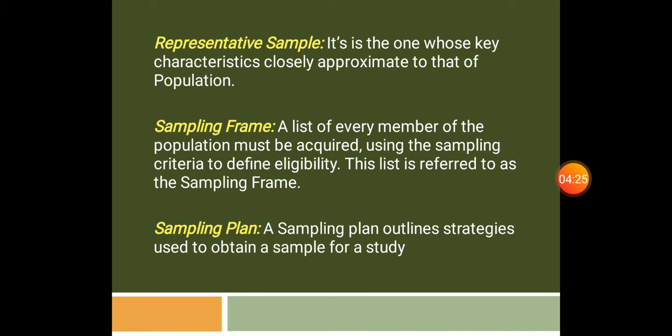population into the sample. And then the sampling frame is, as we mentioned, a list of every member of the population that is there, using the sampling criteria to define eligibility. The list is referred to as the sampling frame.